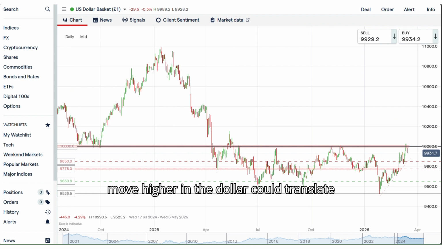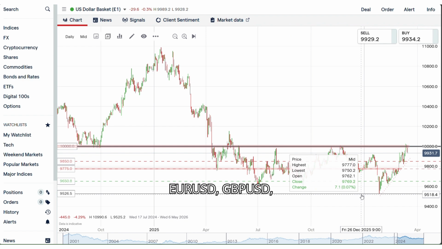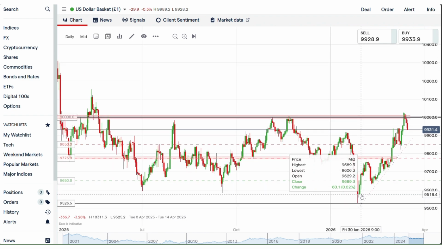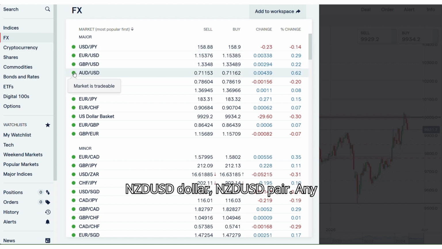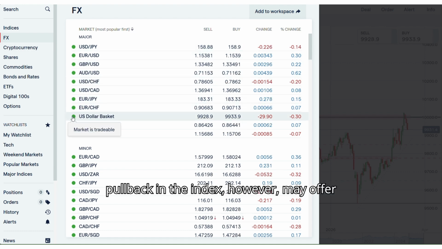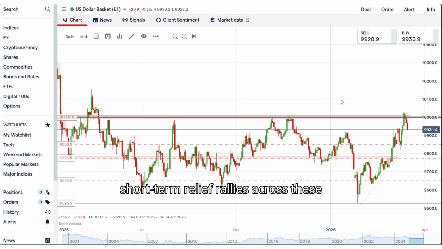A sustained move higher in the dollar could translate into downside pressure on the EUR/USD, GBP/USD, AUD/USD, and NZD/USD pairs. Any pullback in the index, however, may offer short-term relief rallies across these pairs.